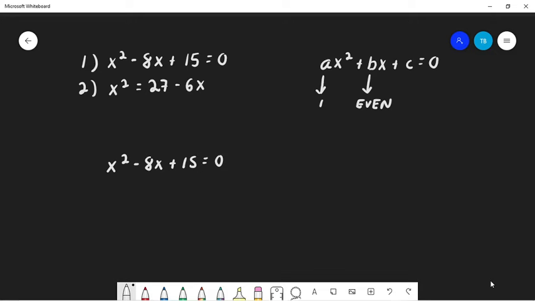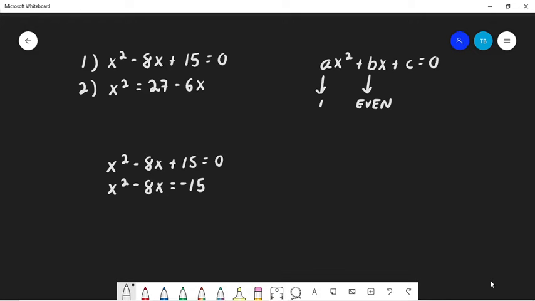Alrighty, now the first step would be to move the constant term to the other side of the equation, get it by itself. So in this case, we would just have to subtract 15 on both sides. Then we would have x squared minus 8x equals negative 15. Then we want to complete the square on the other side of the equation by finding out what constant term gives us a perfect square trinomial.